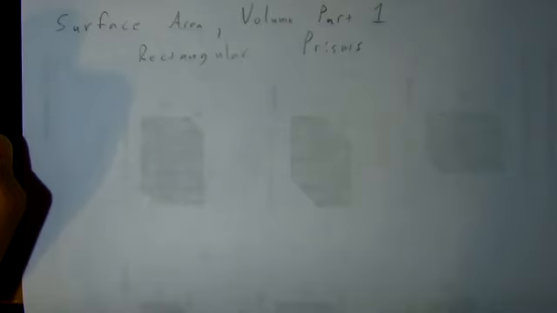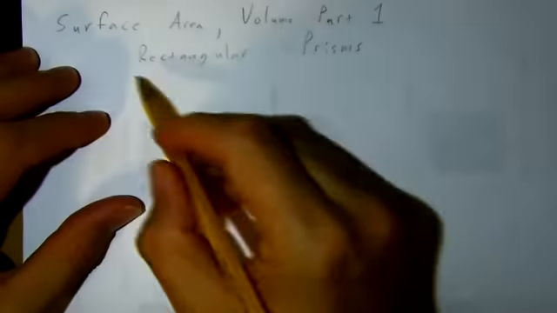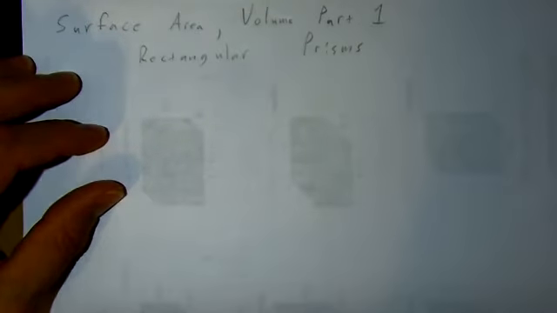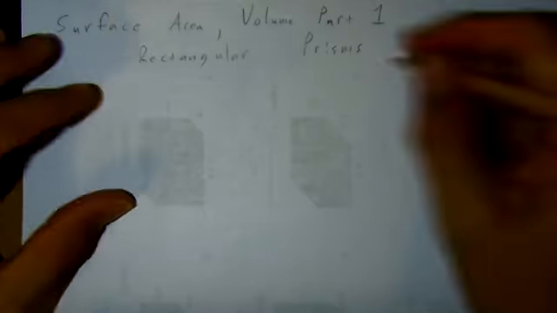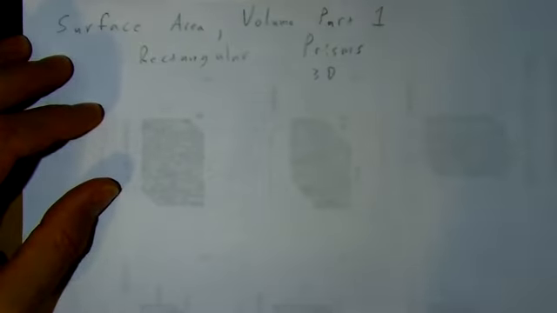Okay, surface area and volume. This is going to be the first video. There's lots of shapes. The first one that we're going to cover is rectangular prisms. So rectangular just means all the sides are rectangular. Prism is just another word that means 3D shape. So if you want to think about it that way, it's 3 dimensions.